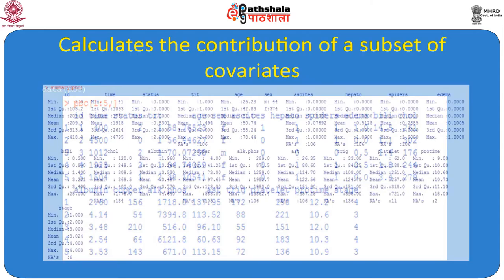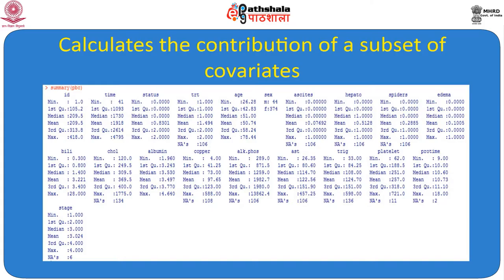Before that, this is the summary of these parameters. Again, the summary of PBC: when we run it, we get this summary information about all the variables, the covariates. This is a snapshot taken from RStudio, and it shows ID, time, status, TRT, age, sex, ascites, hepato, spiders, edema, bilirubin, cholesterol, albumin, copper, alkaline phosphatase, AST, triglycerides, platelet, protein and stage. You can see the minimum and maximum observation for each variable, and the mean and median measurement for each variable. I'm not going into details on that. Now we'll see the functions to get the relative risks.